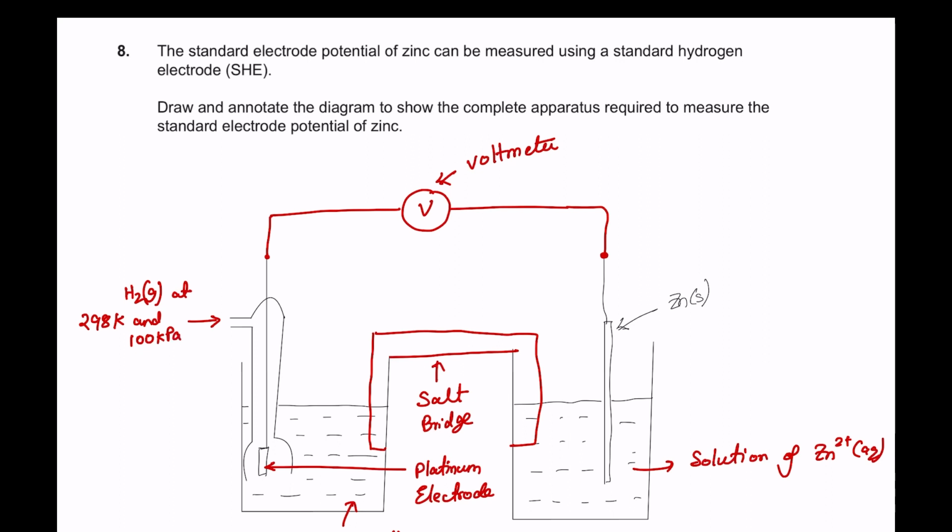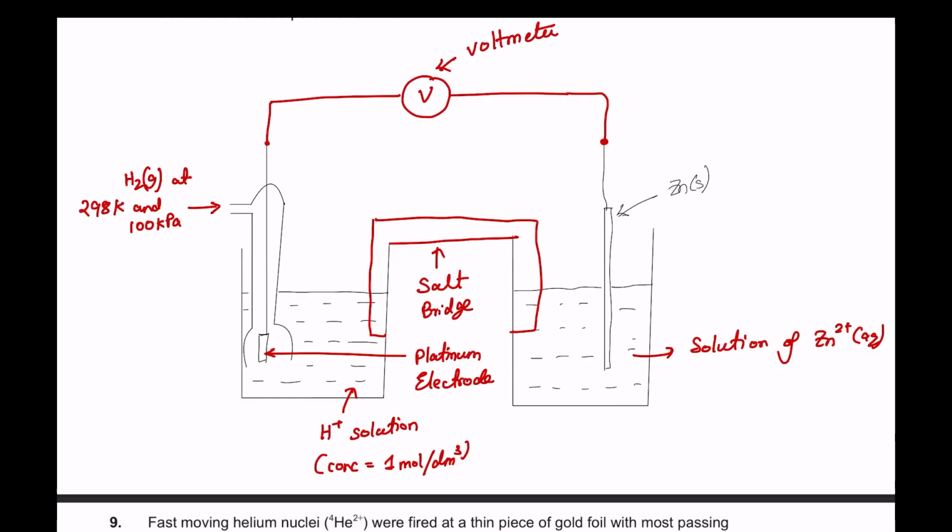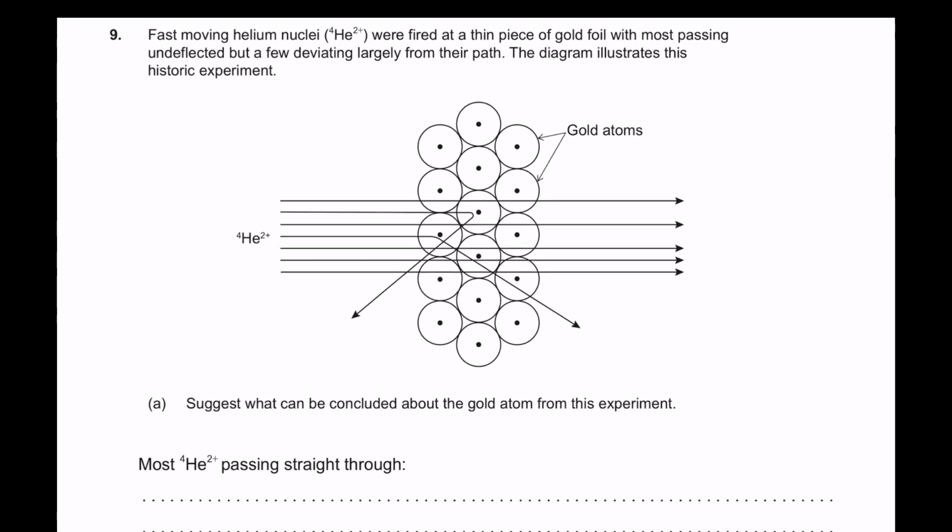Yeah, so that is all for this question 8. This diagram, the one in black, would be given in your question. You just have to complete this apparatus and annotate or label the things that are present in this diagram. So that's all about question 8. Let's move on to question 9.